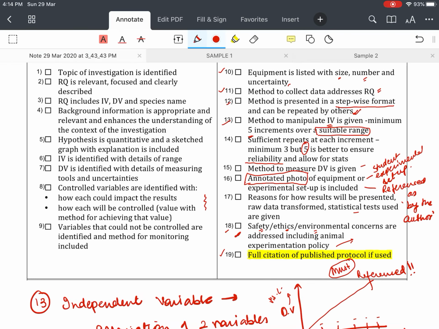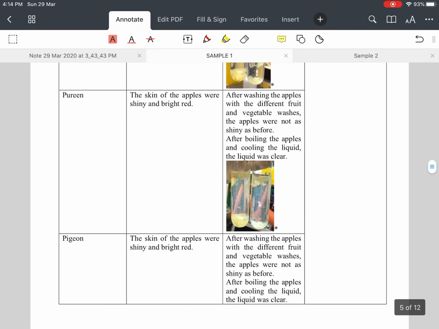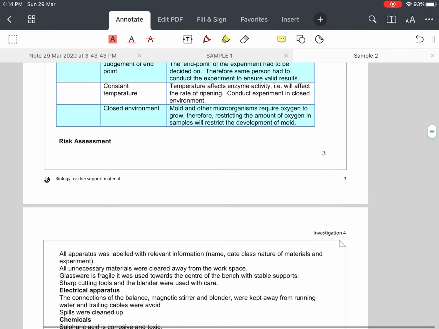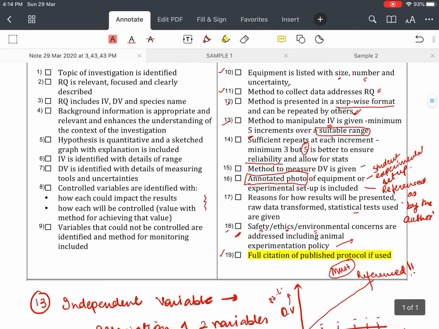I guess that's all. You can have a look at the samples. Sample 2 is a very high quality sample. Sample 1 is a high quality sample. Sample 2, you can have a look at to get an idea of how it looks if it is not very detailed. All right.